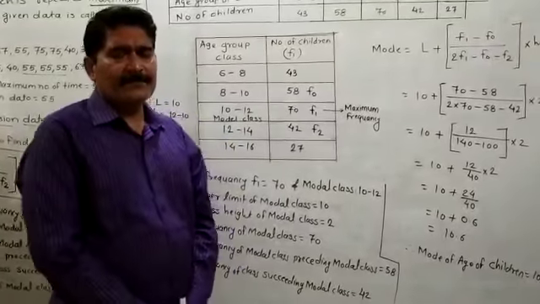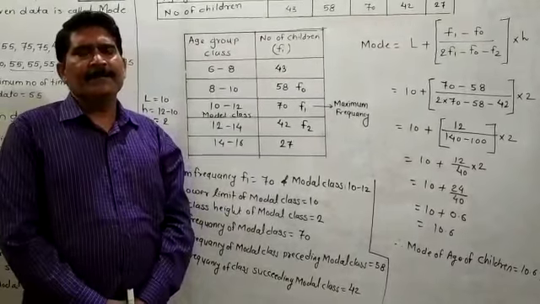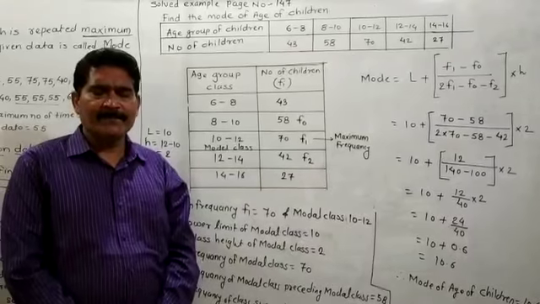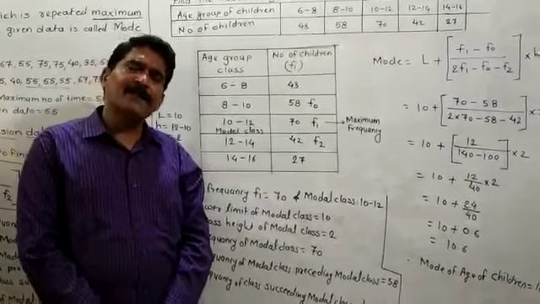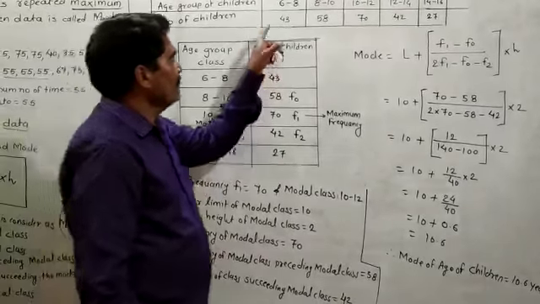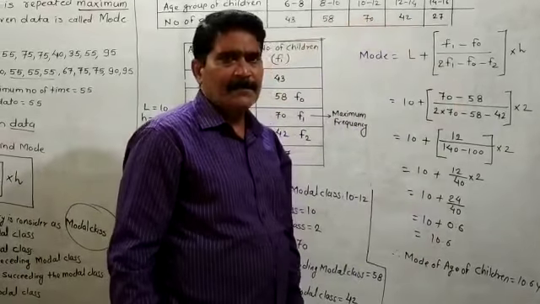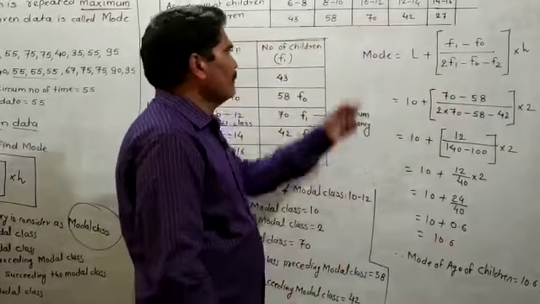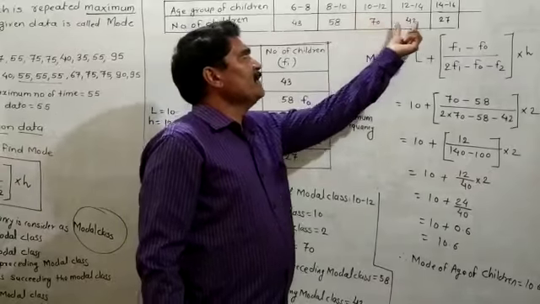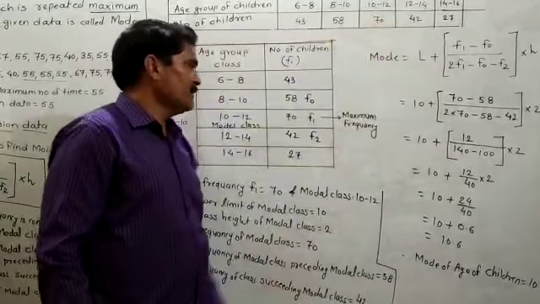I already told that if you want to find out the mode by the formula, it is important to find out the modal class first. How you have to find out the modal class, I already explained in the previous lecture. First of all, you have to see that 43, 58, 70, 42, 27 are the frequencies. Which one is the maximum frequency? This 70 is the maximum frequency.